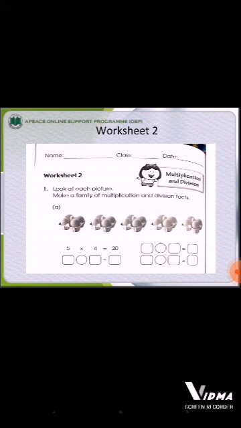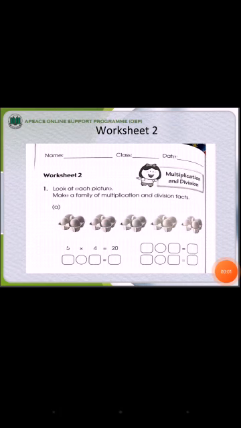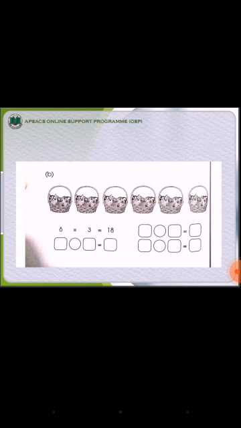Worksheet number 2 is multiplication and division. Question number 1 is look at each picture. Make a family of multiplication and division facts. As I told you earlier, 5 multiplied by 4 and 4 multiplied by 5 is equal because multiplication is commutative. Next we have division facts. Write 20 and divide it with the multiples. The multiples of 20 are 5 multiplied by 4. Divide 20 with 4 and divide 20 with 5. And write the division facts.